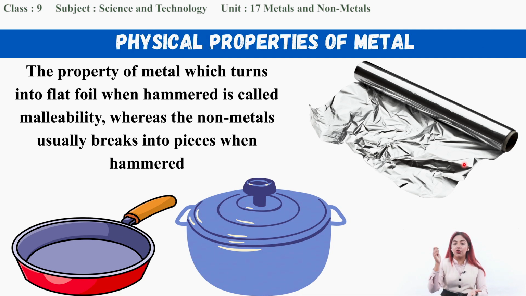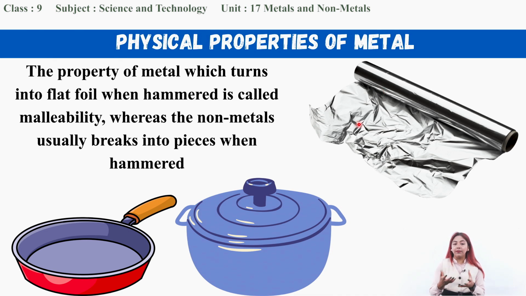Whereas when we strike a non-metal, it usually breaks down into pieces. And here you can see in the diagram, this is an aluminium foil. Aluminium, is it a metal or a non-metal? Yes, aluminium is a metal, and you can see that it is being changed into a very thin sheet and it is not broken down. So this property of aluminium, that is a metal, is called malleability.